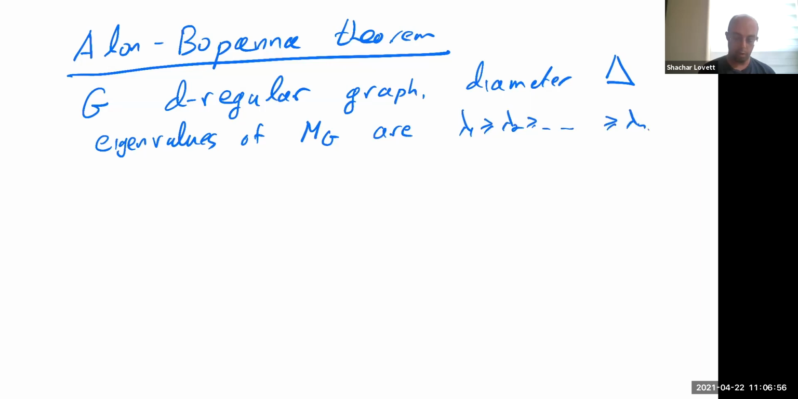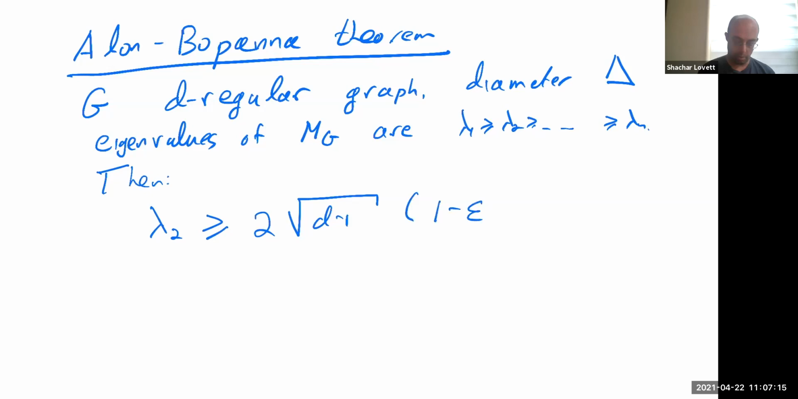So what they prove is the following. With lambda 2, if d is small and the diameter is big, then lambda 2 cannot be too small. Then lambda 2 is at least 2 root d minus 1 minus some error epsilon, where epsilon decays like 1 over delta squared. Right? So this is sort of what we were going to prove.